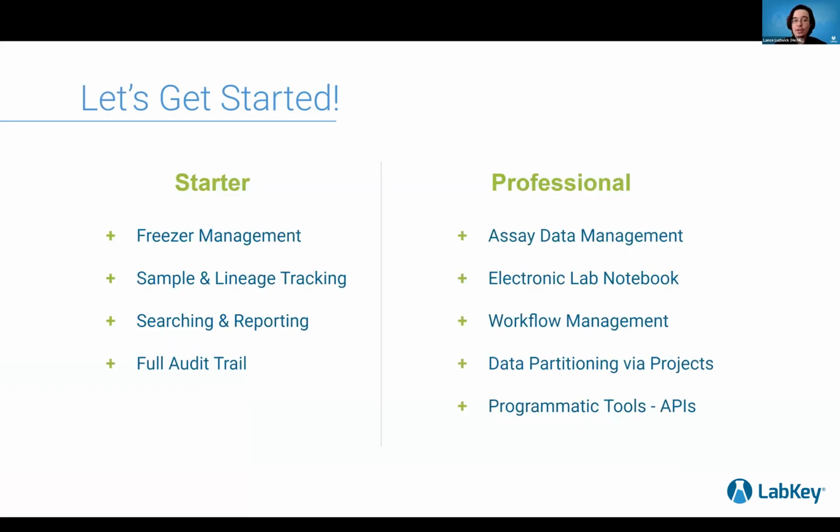So today we're going to be looking at a bunch of different features with Sample Manager. And a lot of these features can be divided into two tiers. We have our starter tier, which is great if you're just getting started as a lab. This includes things such as freezer management, sample and lineage tracking, searching and reporting, and our full audit trail. And then there's professional for labs that are a little bit more grounded and need more features. Professional includes everything in Sample Manager Starter, but it also has our assay data management, an electronic lab notebook, workflow management, data partitioning via projects, and programmatic tools like API so we can communicate with other systems.